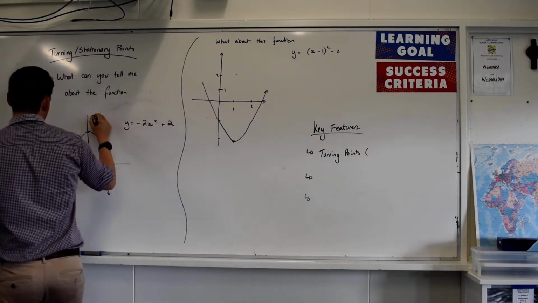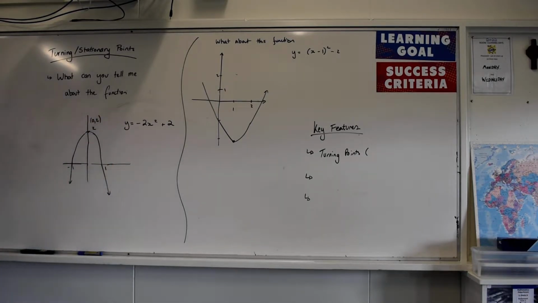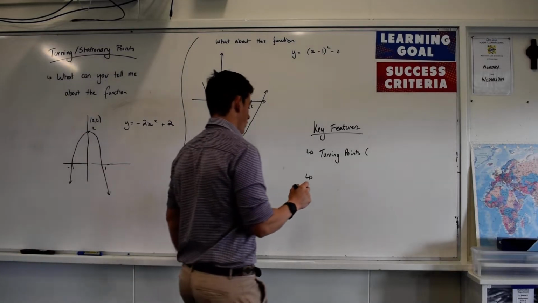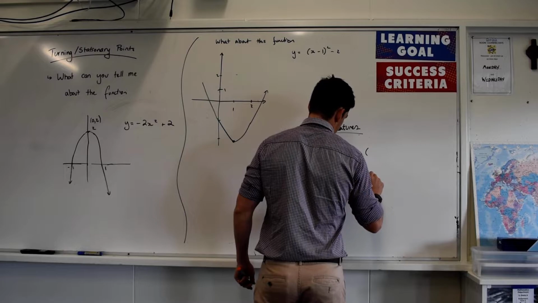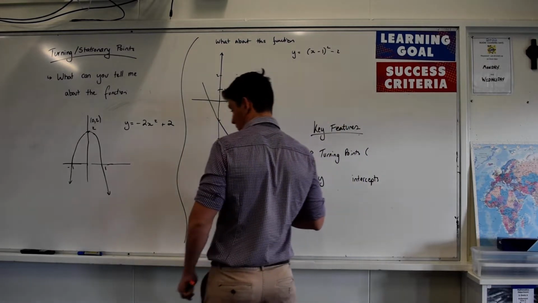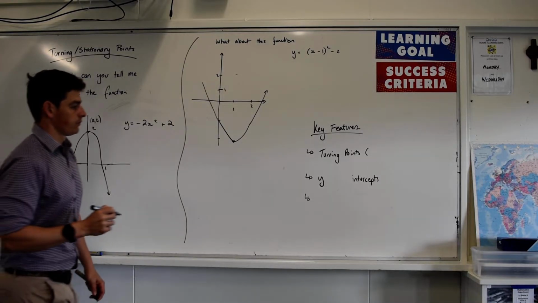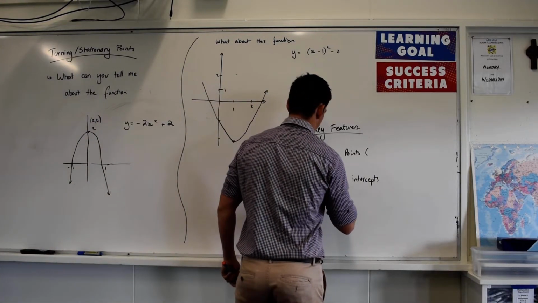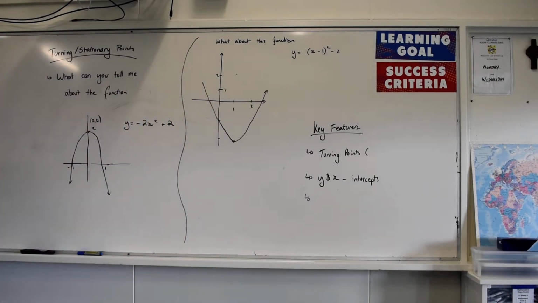In this case it occurs at (0, 2), which is also another key feature. Y-intercept, very good. What else might we want to know if I'm looking at functions?